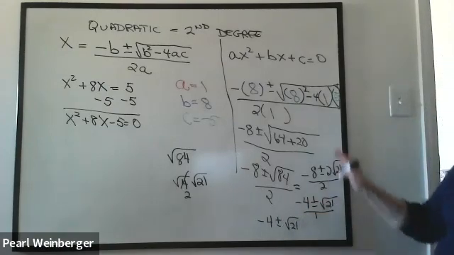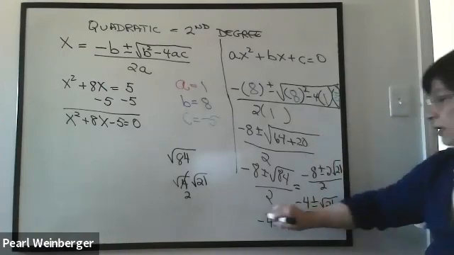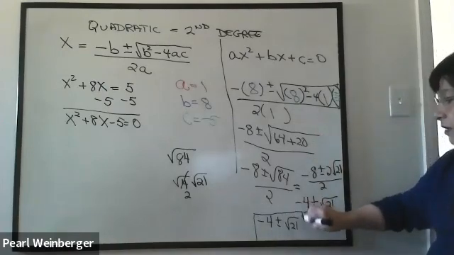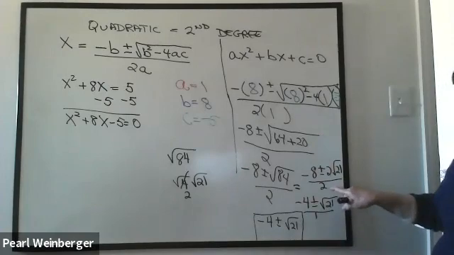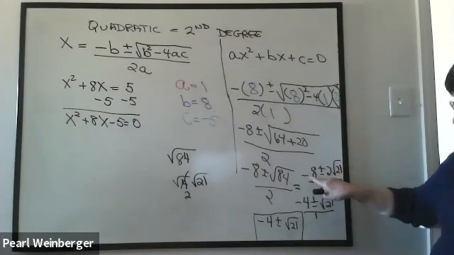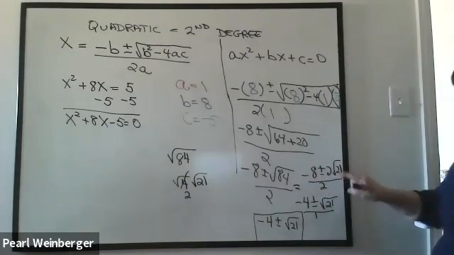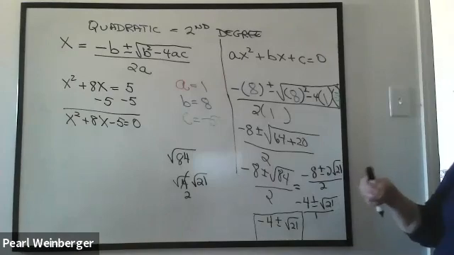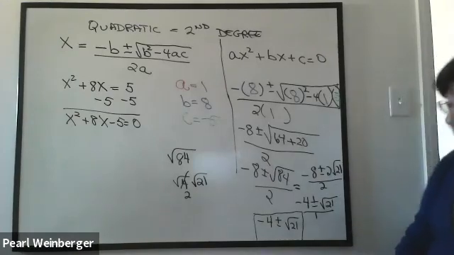Probably the hardest part of this is being careful to simplify properly. Remember, as long as there's a number that goes into all three terms, the -8, the 2 radical 21, and the 2, we can cancel it out.